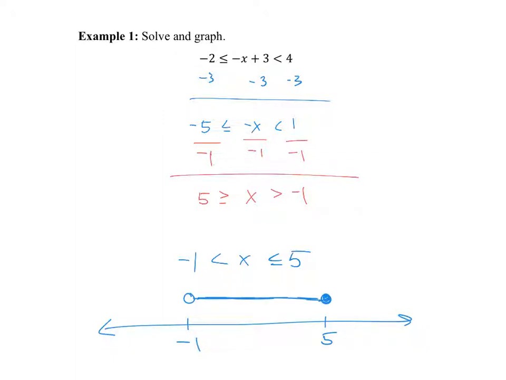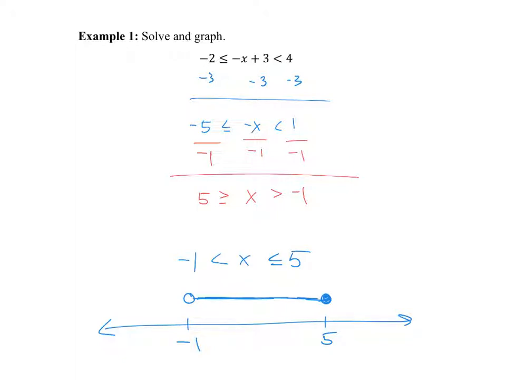So again, here's how I read this. X is between -1 and 5, including 5. Again, x is between -1 and 5, including 5. Hence, closed circle at 5.